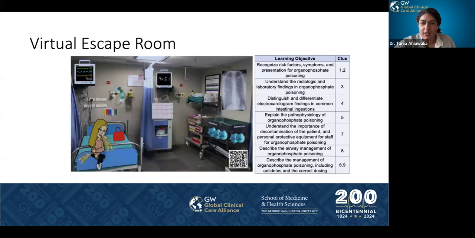Next slide, please. We've also developed and designed case-based virtual escape rooms, similar to an in-person escape room where you're using puzzles and clues to try and escape. This one is on organophosphate toxicity, which is common in India, and each puzzle and clue is linked to a learning objective. In summary, our innovative, locally tailored approaches are advancing emergency medicine in India and building capacity.